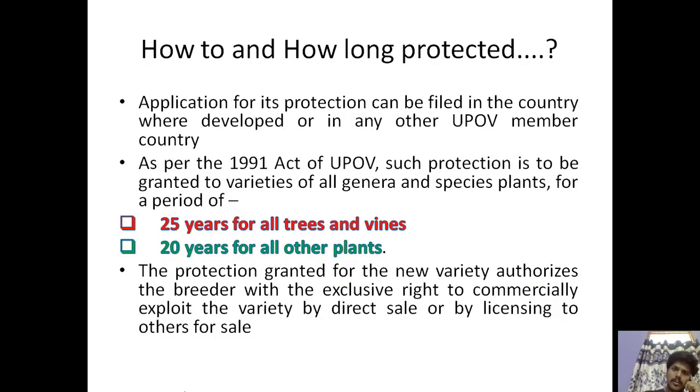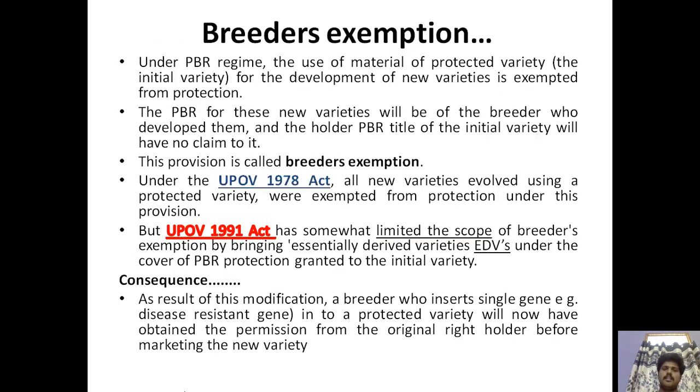Then how and for how long is it protected? The application can be filed in the country where it is developed or in any other UPOV member country. As per the 91 Act of UPOV, such protection is granted to varieties of all genera and species of plants for a period of 25 years for trees and vines, and for the rest of the plants it is 20 years. The protection granted for a new variety authorizes the breeder the exclusive right to commercially exploit that variety by direct sale or by licensing to others for sale.